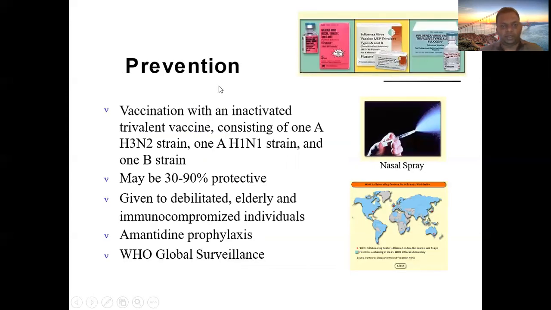The other thing is prevention. There are vaccines. Southern hemisphere and northern hemisphere vaccines are available in the world. Vaccination means an inactivated trivalent vaccine, usually for influenza A H3N2, influenza A H1N1, and an influenza B strain. That is what we cover. Maybe 30 to 90% are protective. Usually it's advised for debilitated, elderly, and immunocompromised individuals. Also for pregnant women, it's the inactivated vaccine. There's another vaccine, a live attenuated vaccine, given by nebulization or the nasal route. There is also amantadine prophylaxis or oseltamivir prophylaxis.